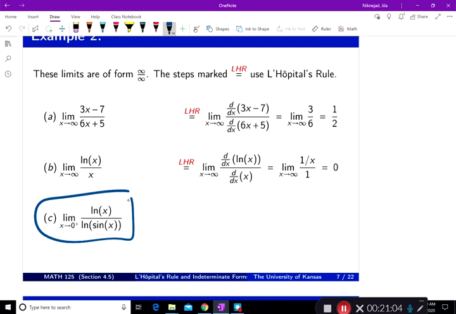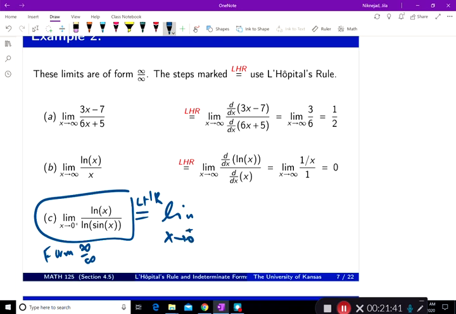Natural log of x over natural log of sine of x. Which one wins? And so as x goes to 0 from the right side. Now, again, I'll plug in 0 in here, positive 0. I get negative infinity, and same thing in the bottom, negative infinity. So the form negative infinity over negative infinity, it's infinity over infinity. Now, can I use L'Hopital? Yes.